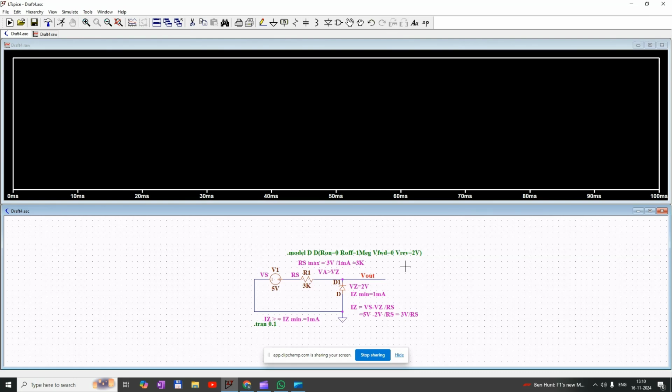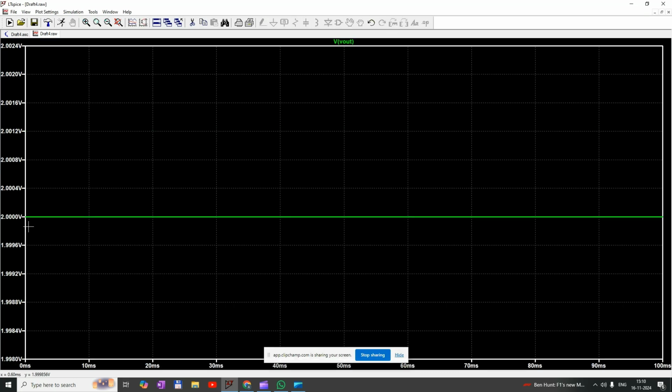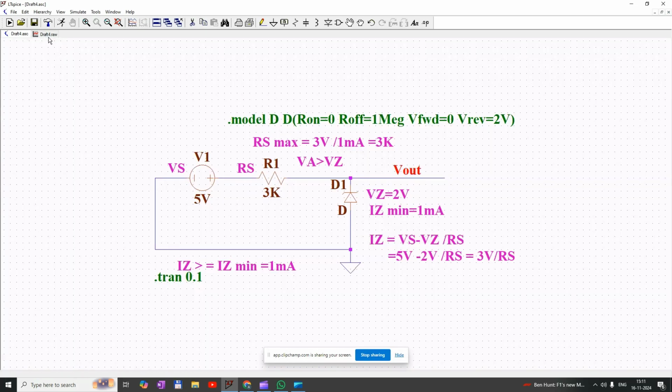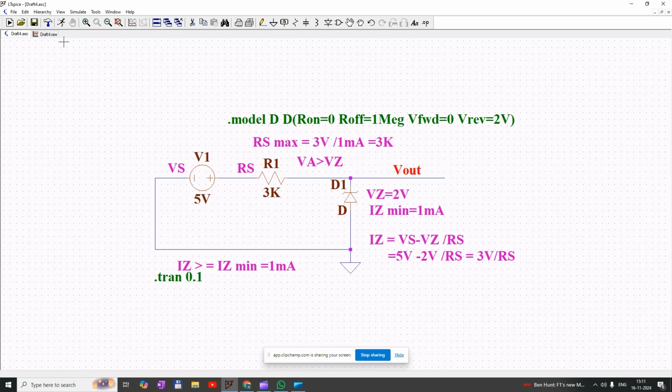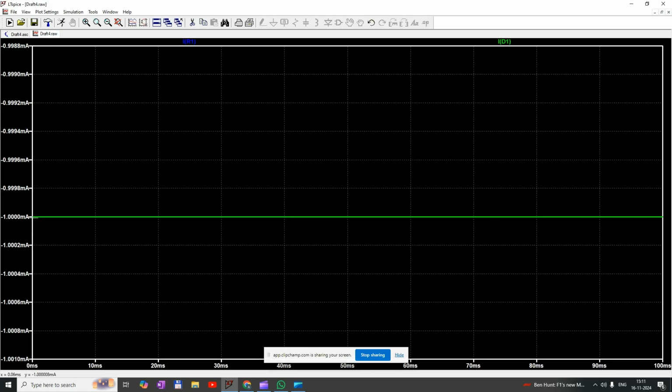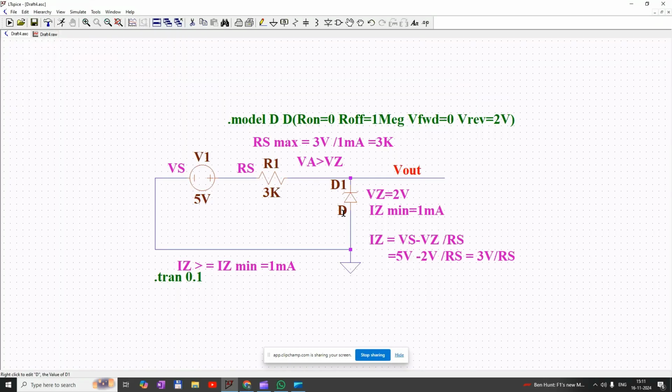Let us verify the circuit. See here, at Vout we are getting the regulated output of 2 volt, and we are getting 1 milliamp current across the series resistance, and the same minimum current will flow across the Zener diode. From this circuit we learned how to regulate the output by using the Zener diode, how to control the current from the input source, and how to consider the same as the input signal for the microcontroller.